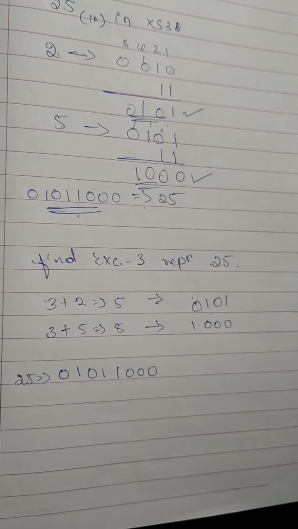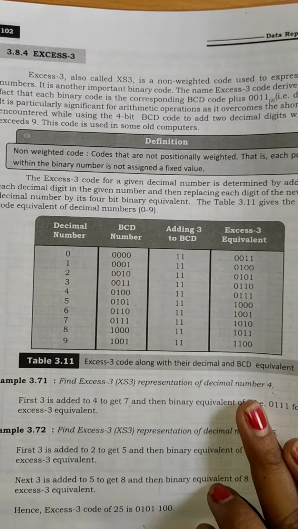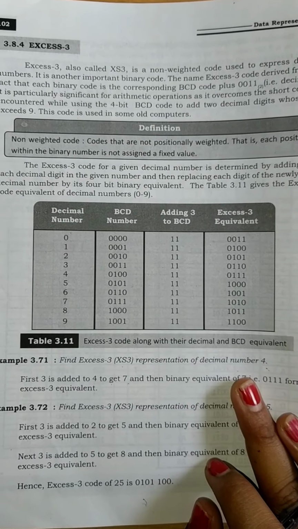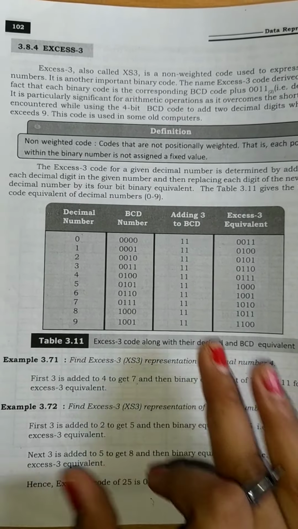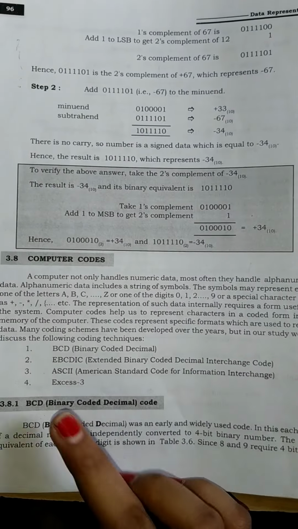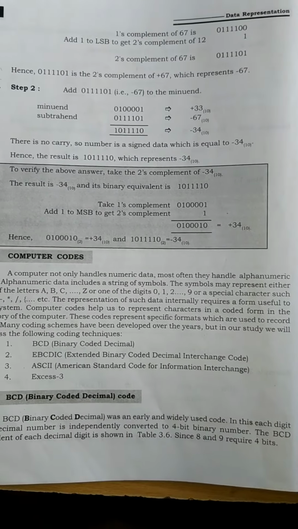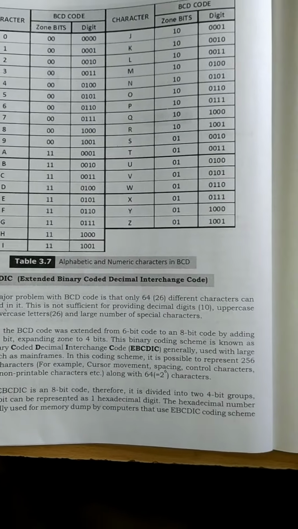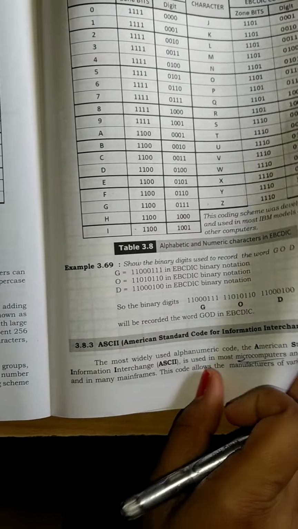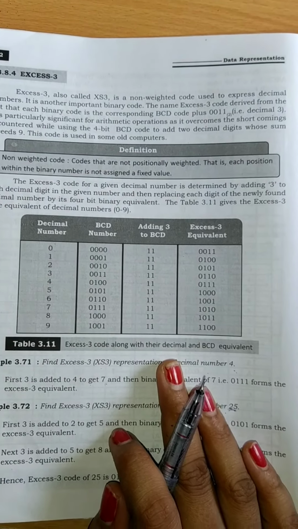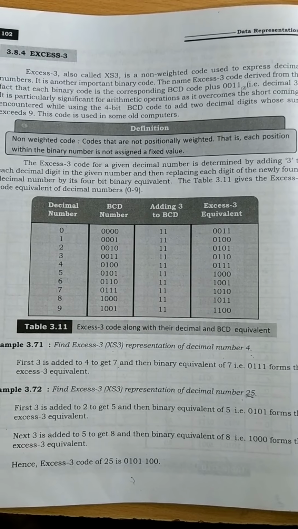Okay, so it's all about computer codes, and this question is very important for your 5 marks question. So first we have BCD, binary coded decimal, then we have extended binary coded decimal interchange code, then we have ASCII code, and we have excess-3 code. So all these types are important.